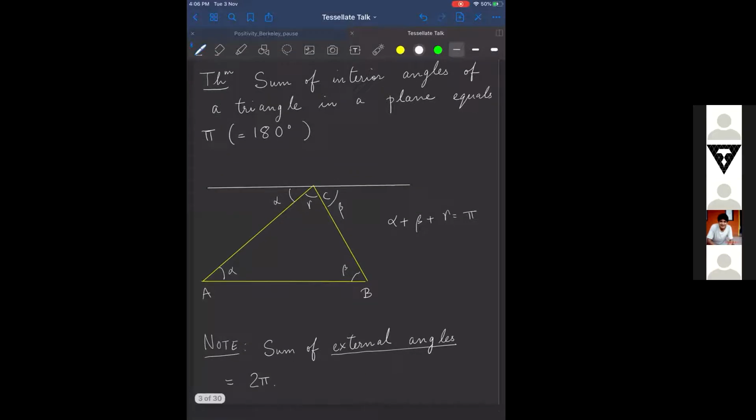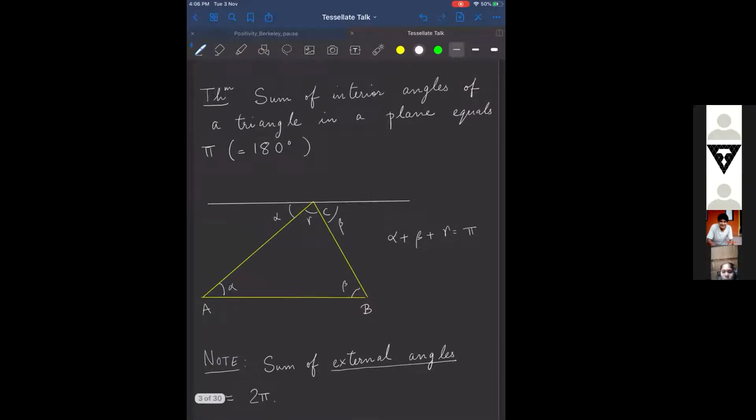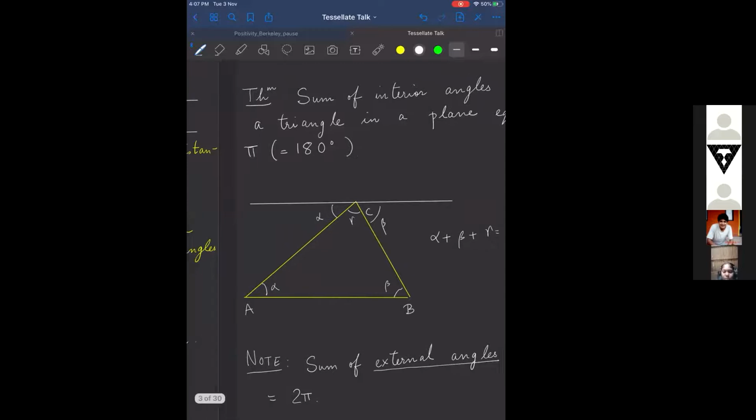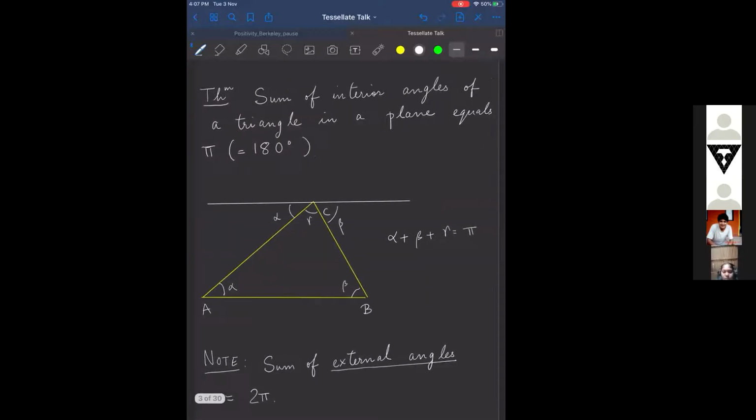Right. So another way of saying the same thing is, instead of looking at the interior angles, I look at the external angles, and this later on will turn out to be more convenient. So as far as external angles go, you basically look at these angles, right? And then clearly the sum of angles will be 2 pi, right?